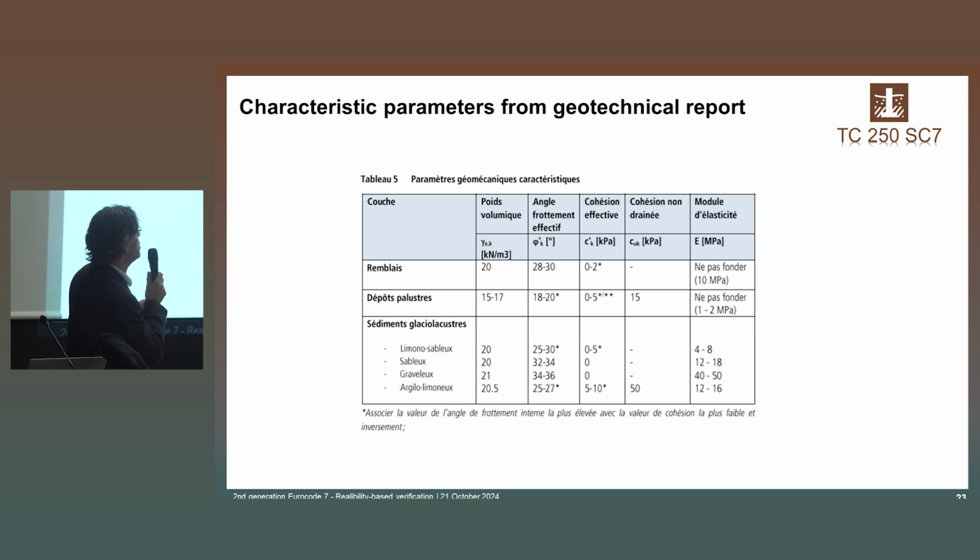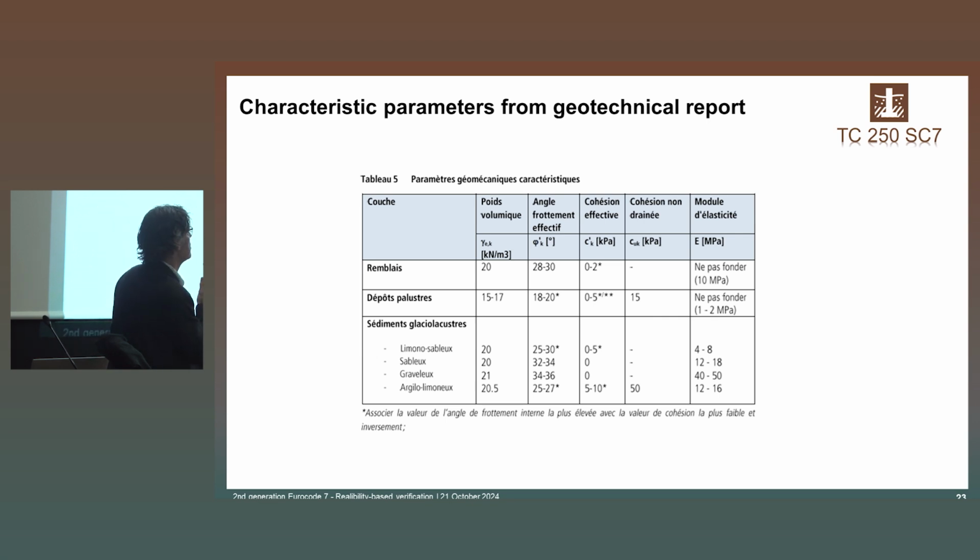If you take a look at the geotechnical report and the characteristic parameters from the geotechnical report, this is of course still the old way of defining these characteristic parameters. You can see, for instance, the characteristic friction angle and characteristic cohesion. Again, for the palustrine deposits, you see a very low friction angle, rather low cohesion, and also a very low elastic modulus.